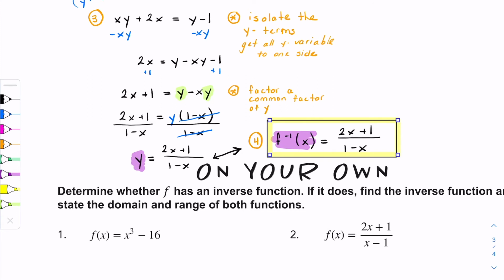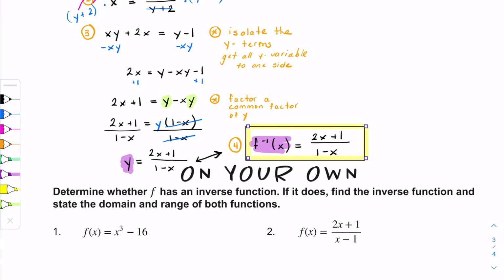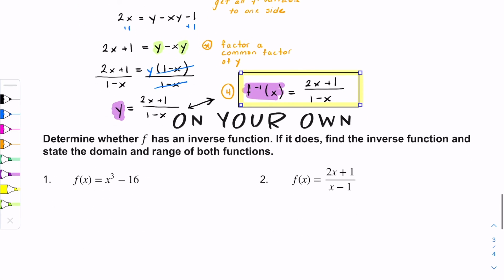Like I said, fractions are going to be a little bit more involved. It's definitely a longer problem, but they do follow a similar process. So use this one as reference when you're completing other fraction problems, such as number 2 in the On Your Own section.